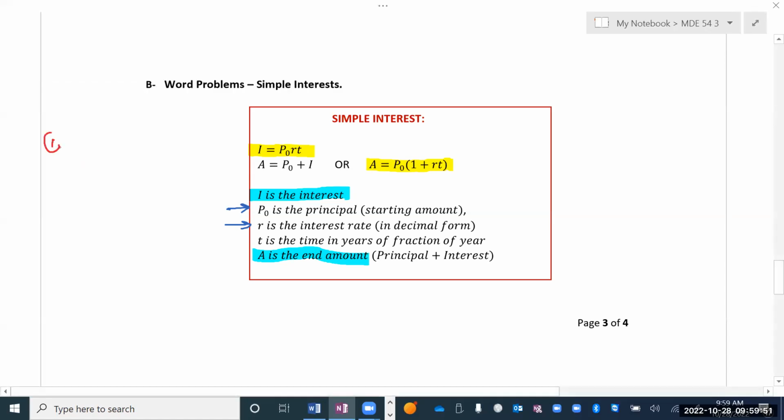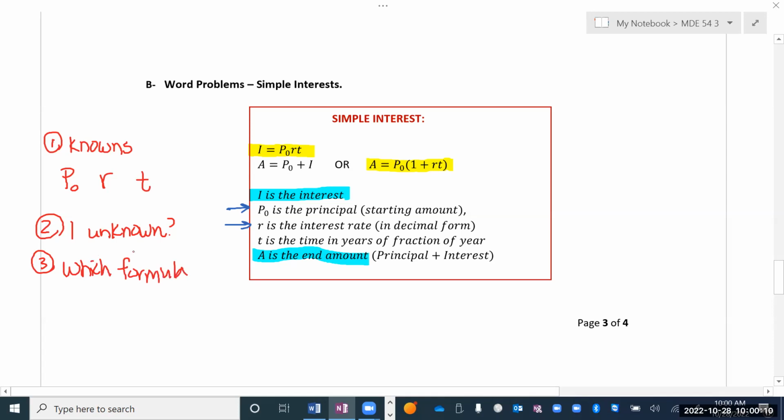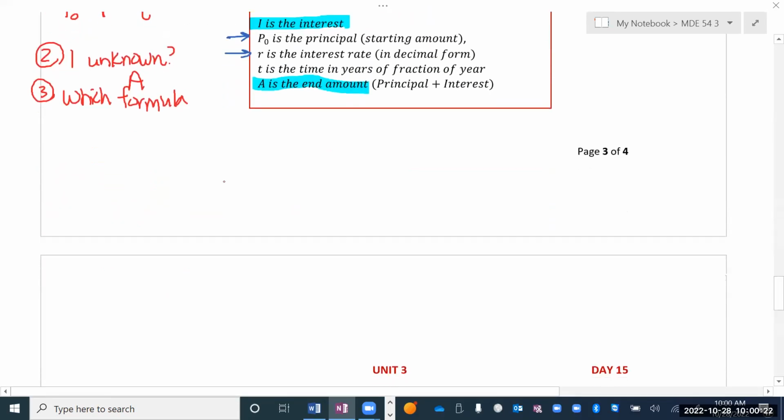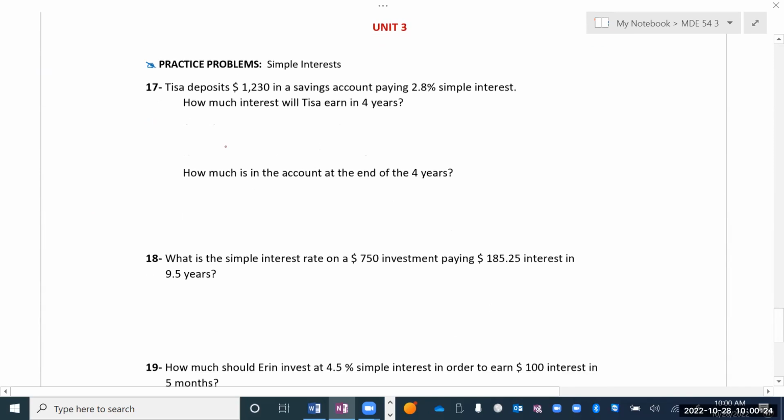So I always like to look at what are my knowns, and I list them. Do I have P0? Do I have R? Do I have T? What's the one unknown? You should only have one. And then figure out which formula would work. Somewhere in there, you should have an A or an I. So if I need A, I would use that one. Okay. So that's, again, what I like to do. I like to go through. And that first one is simple interest, which you'll hear about in your Math 154.